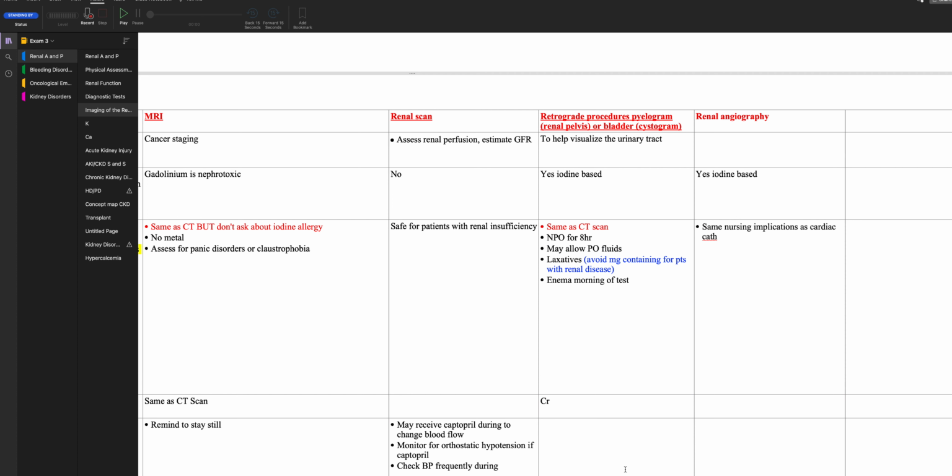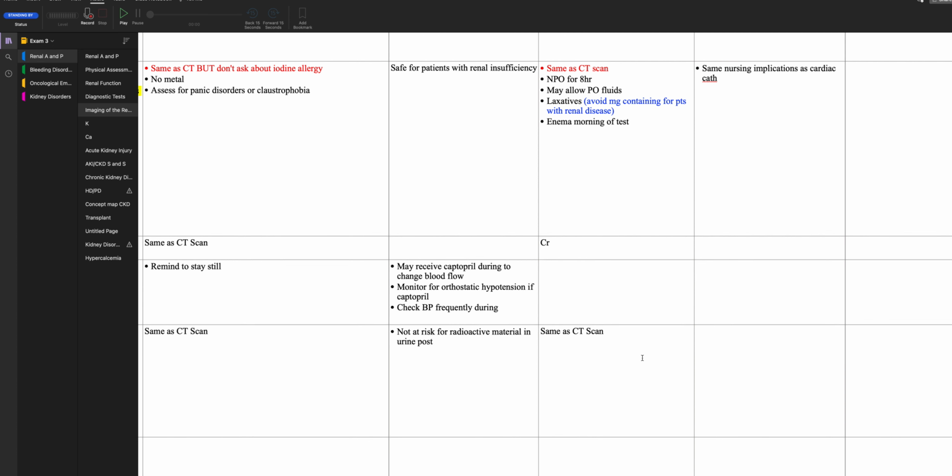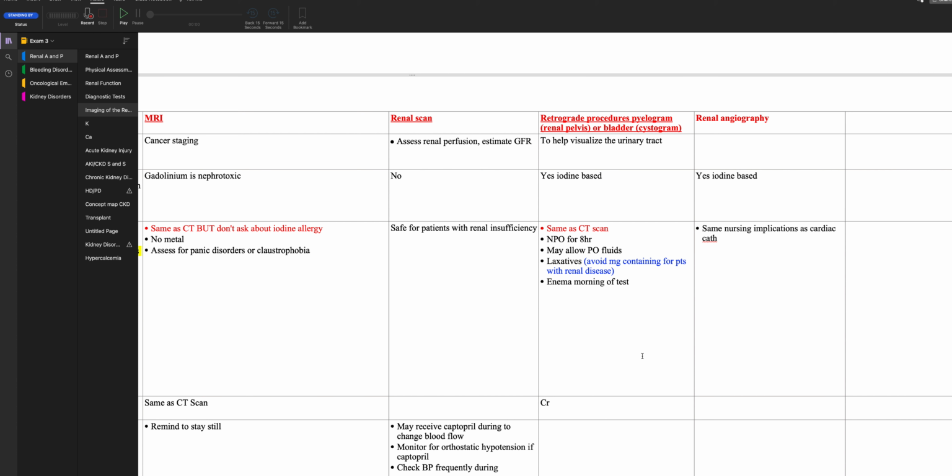Okay, a retrograde pyelogram, so IV pyelogram. This is to help visualize the urinary tract, and it's iodine based. So you're going to follow the same nursing implications as you would for somebody undergoing a CAT scan. They're going to get laxatives before they have this procedure. So avoid magnesium containing laxatives, and they'll have an enema on the day of the test. Now, you have to be really careful if older adults get this, because you need to make sure that they're putting out urine.